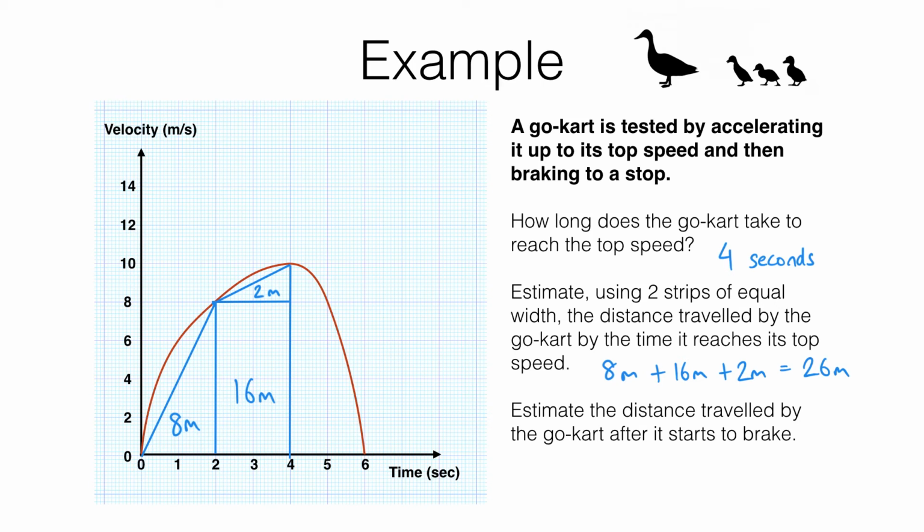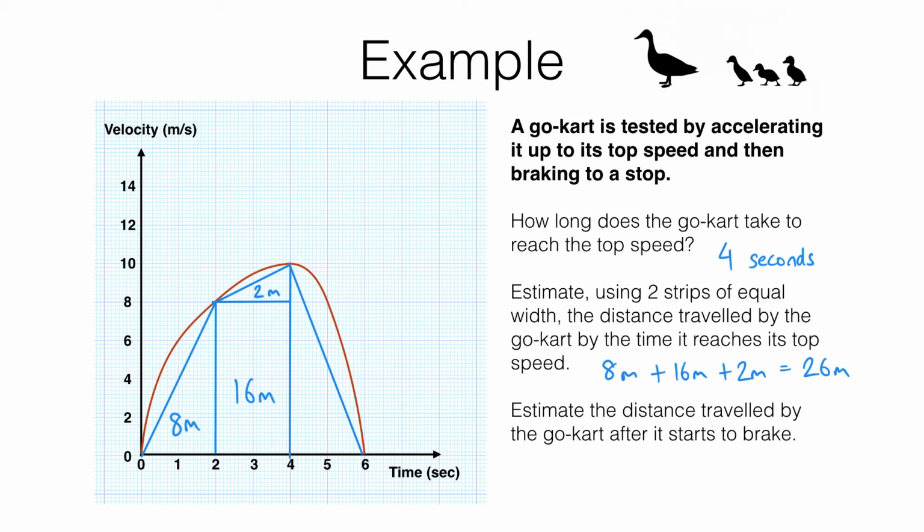Finally, we have to estimate the distance travelled by the go-kart after it starts to brake. Now notice it starts braking after it reaches its top speed, so after 4 seconds. That means we want to find the area here, all of this part of the graph. Now we have a choice. It doesn't tell us how many strips to use, so we could use just one strip that is this wide. We could find the area of this triangle and use it as an estimate of the answer.